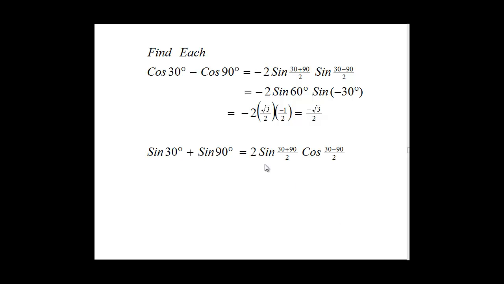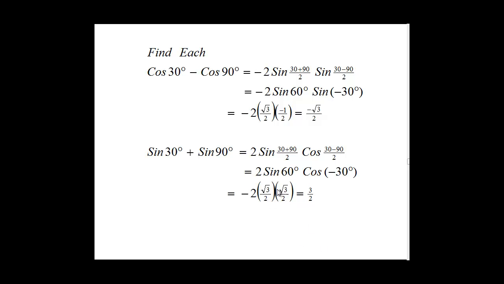Okay, sine of 30 plus sine of 90. Write the formula down. It's 2 sine add, cosine subtract. That's 60 again, because 120 divided by 2 is 60. And 60 divided by 2 is negative 30. Sine of 60 is square root of 3 over 2. Cosine of negative 30 is also square root of 3 over 2. So you should get 3 on the top, and that cancels with the 2.